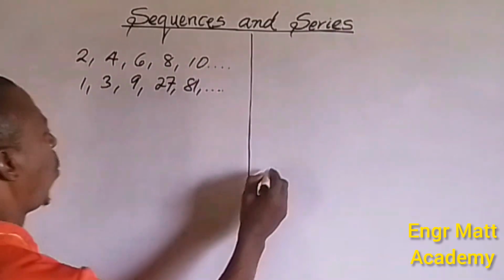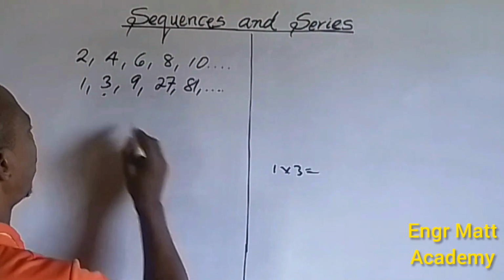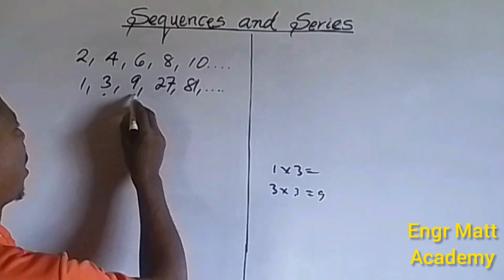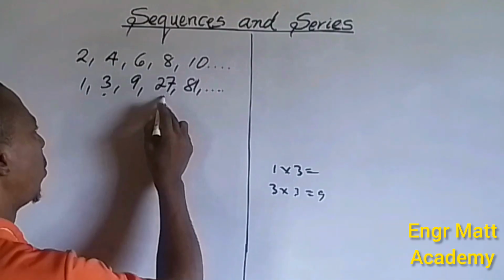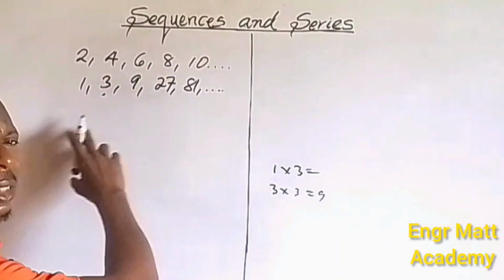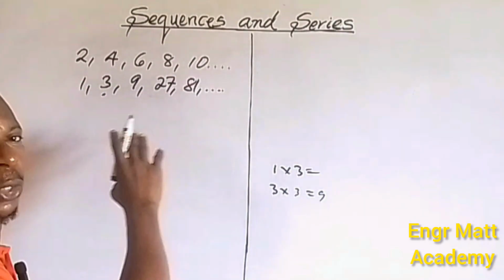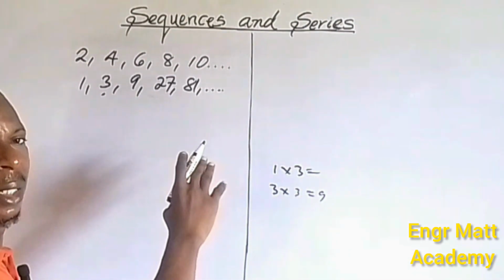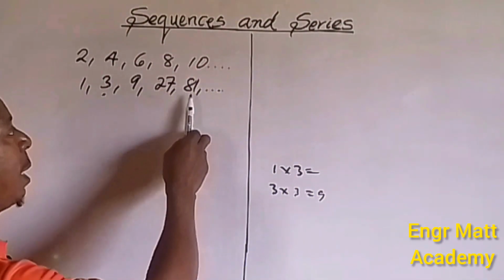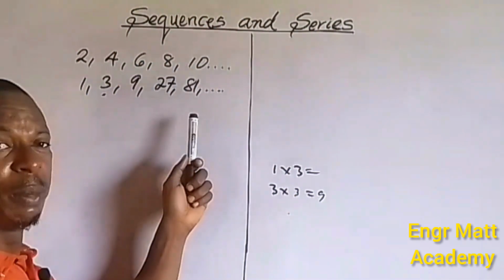For instance, 1 times 3 will give us 3. 3 times 3 will give us 9. 9 times 3 gives us 27. 27 times 3 gives us 81. This means this list is a sequence because the numbers are in a particular order and they have a pattern. If we want to know the next number, all we need to do is to say 81 times 3.